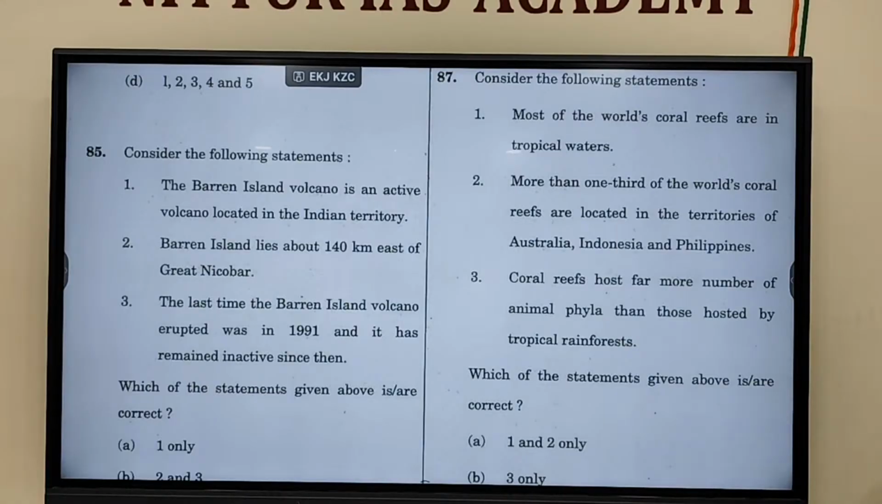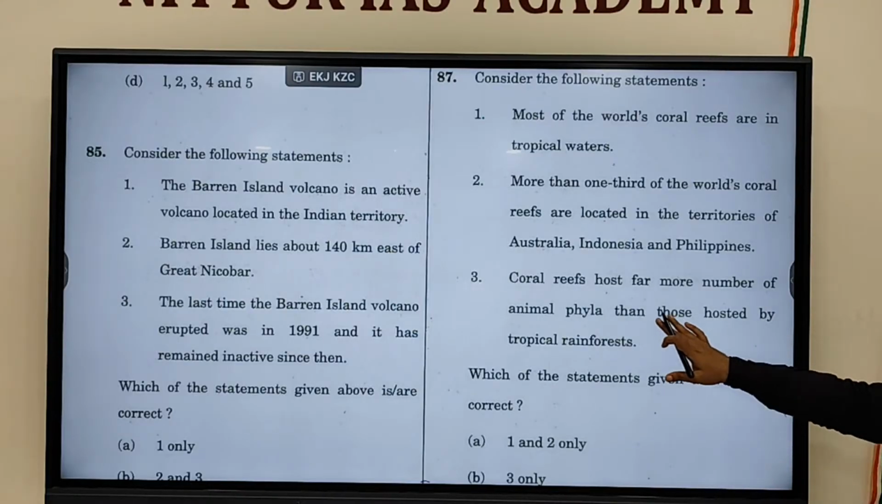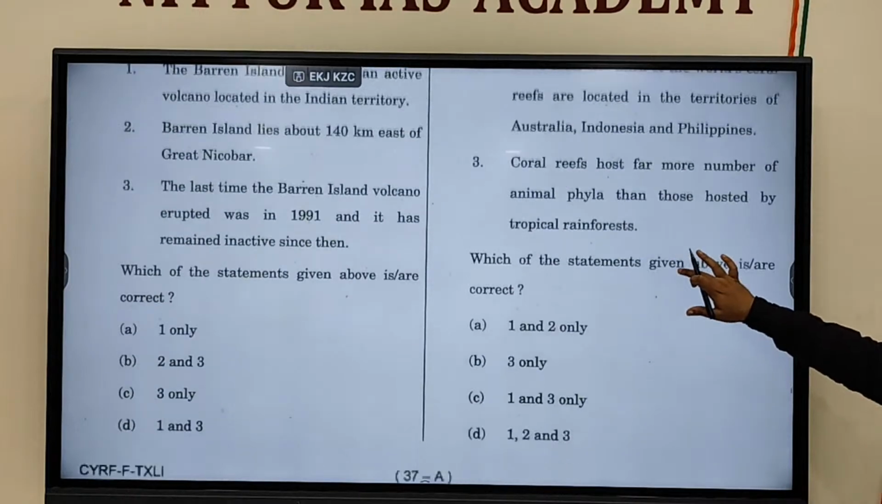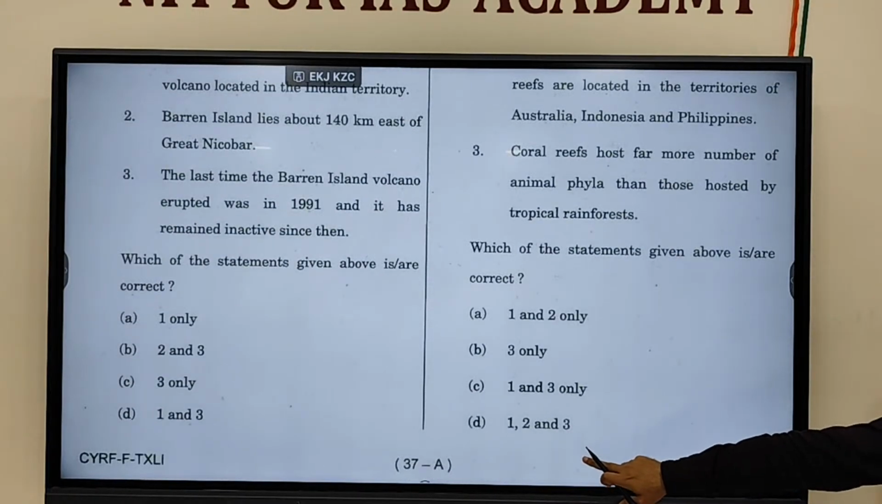Coral reefs are considered as one of the most productive regions of the world. These are referred to as one of the most productive regions of the world. So they contain a lot of animal phyla. So here the answer will be what? The answer will be all three statements are correct. The answer will be D, 1, 2, 3.